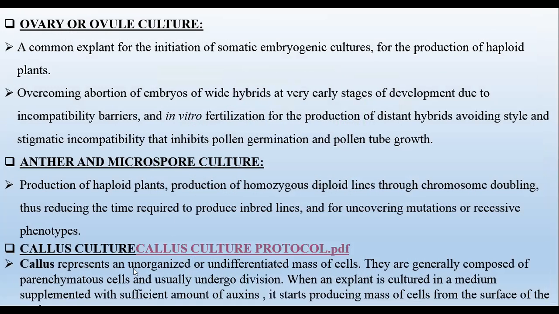Next, callus represents an unorganized or undifferentiated mass of cells. They are generally composed of parenchymatous cells and usually undergo division when an explant is cultured in a medium supplemented with a sufficient amount of auxins. It starts producing a mass of cells from the surface of the explant. So from the surface of the explant the formation of callus takes place, as we saw in our diagram. This is composed of parenchymatous cells, and this is the unorganized mass of cells.